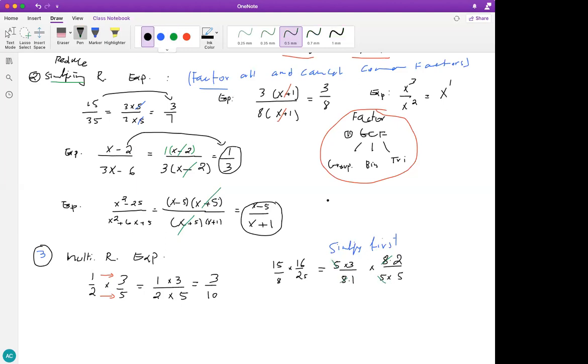Now it's much easier to just times what's left. So we have 3 times 2, and 1 times 5, which is basically 6 over 5. So we didn't even have to do the actual multiplication. Okay, so that's again the reason why we need to simplify.